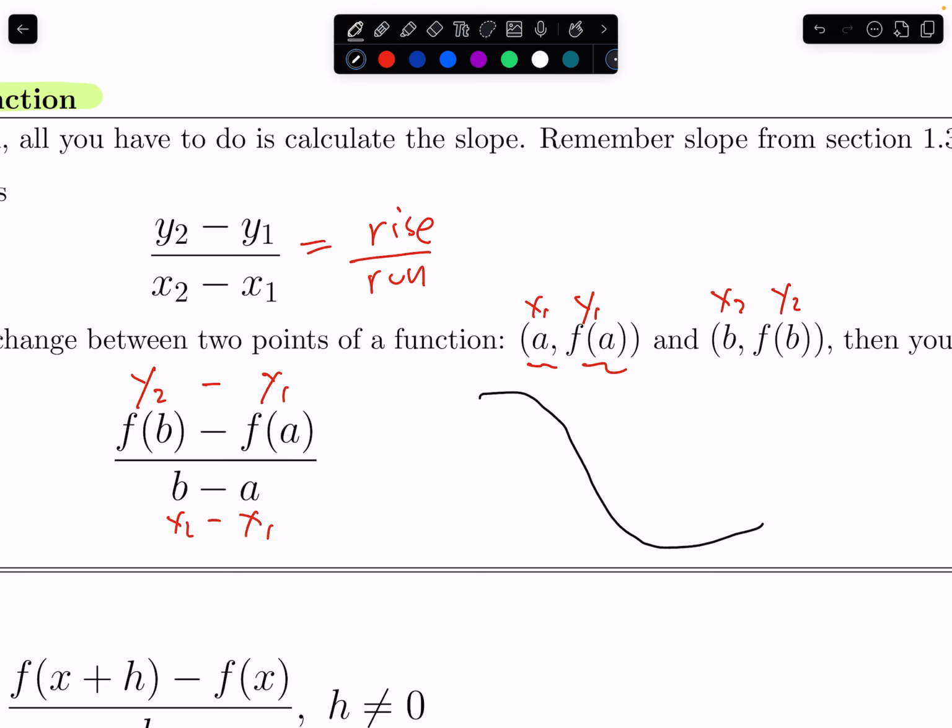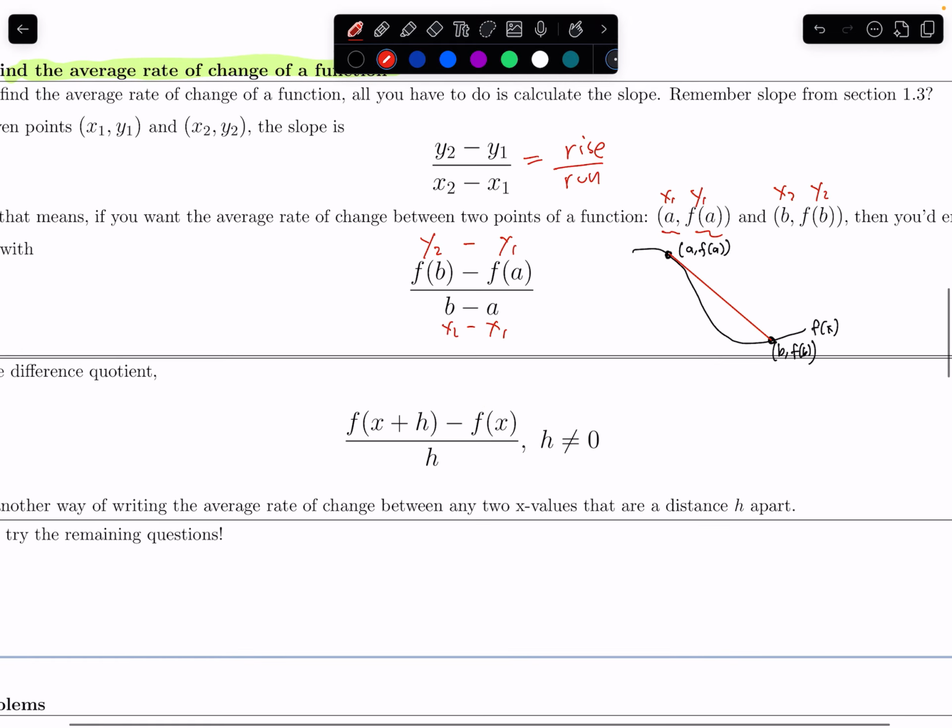Okay, so I have some function, right? This is my function f of x. So looking at my starting position, if the x-coordinate is a, then the y-coordinate is the function value at a, f of a. And then my ending position here. If the x value is b, then the y value is f of b, whatever the function value of b is, right? And then you just calculate the slope between those two. That slope is your average rate of change.